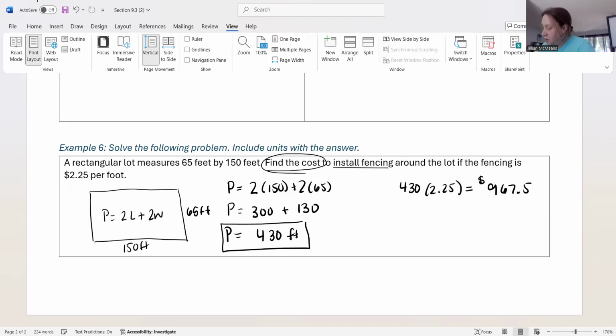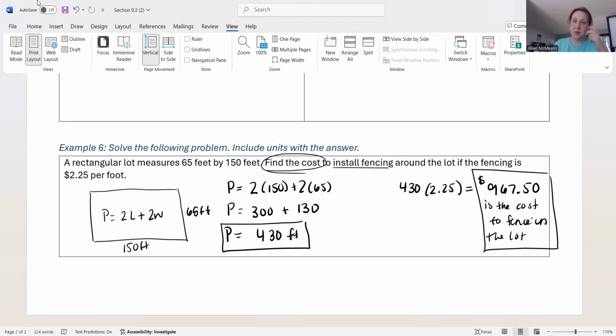Now keep in mind this answer is money, so we want to make it look like money. So we're going to put a dollar symbol. And dollar values always have two decimal places. So we're going to write this as $967.50, and we would say that is the cost to fence in the lot. Okay, and that's your final answer.